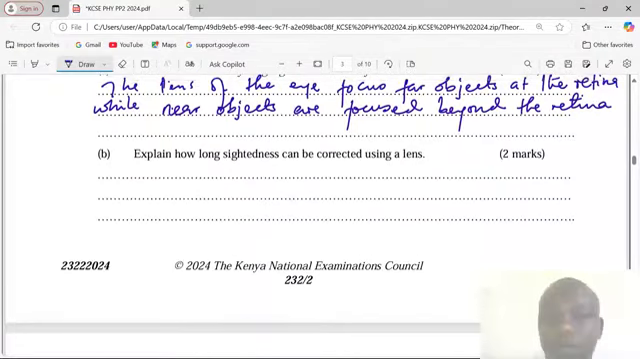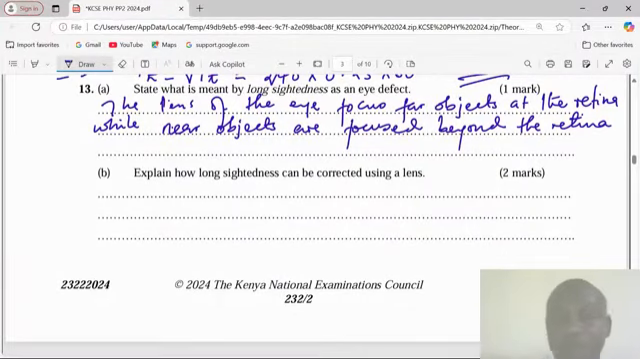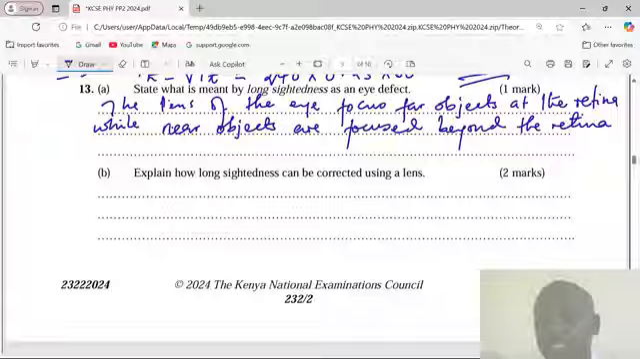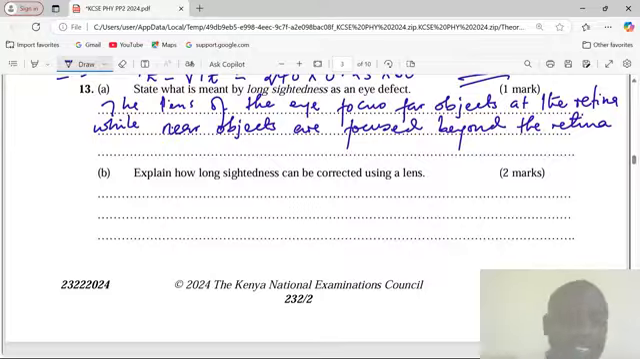You find that the retina is the screen where images are formed for objects. Therefore, if the rays are converging beyond the retina, then it means there is a problem. We have short-sightedness, whereby near objects have their images focused at the retina, but for distant objects, the rays meet before the retina. Those are both defects.